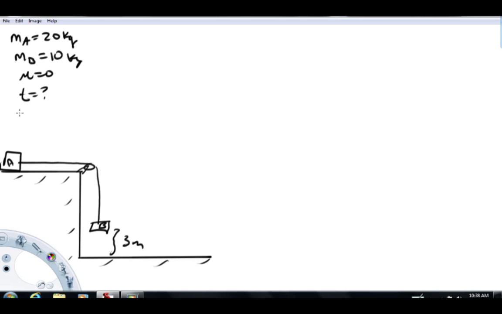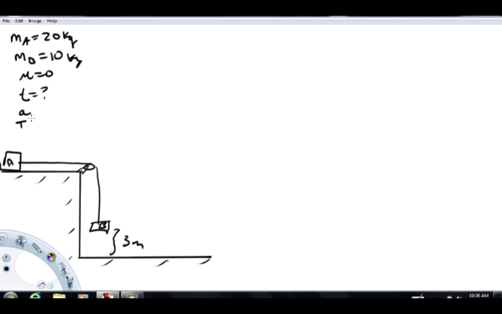And while we're at it, we're going to also calculate maybe the acceleration of the system and the tension in that rope. So we're going to start this using principles of work and energy. And to apply work energy principles, the work energy theorem is a theorem that relates different states.